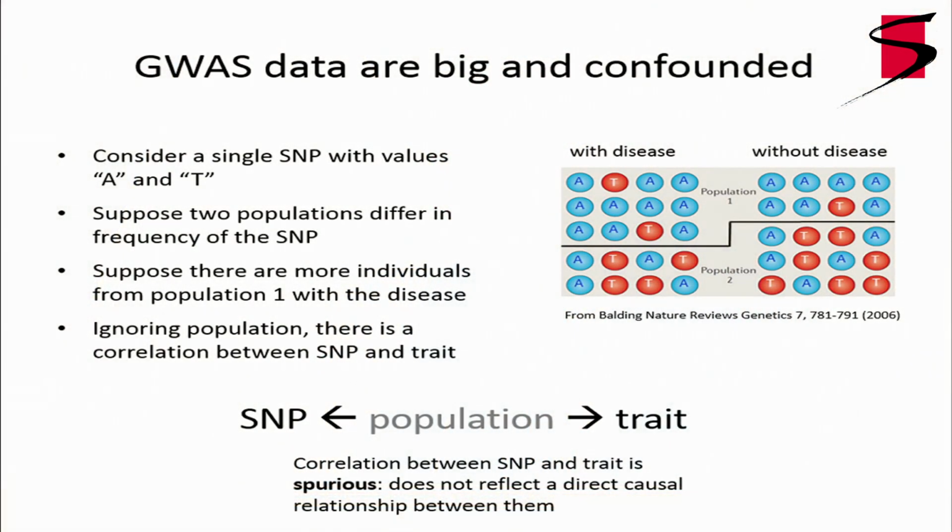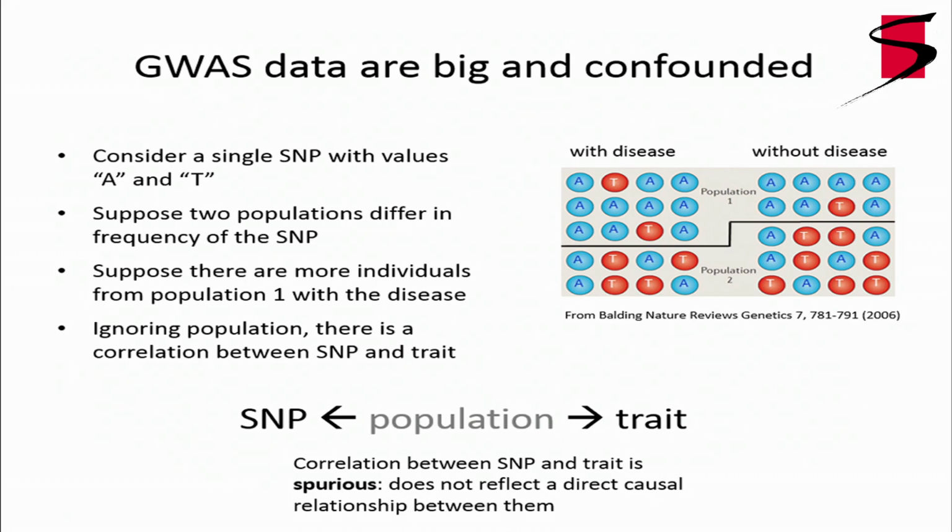Okay, so not only is the data big, but it's confounded. This is a very simple example of confounding. Let's just consider a single SNP, and let's suppose it can have one of two values, A or T. And let's suppose we gather some data from two populations. Maybe there are two different ethnicities, or one's from Europe, one's from Africa.